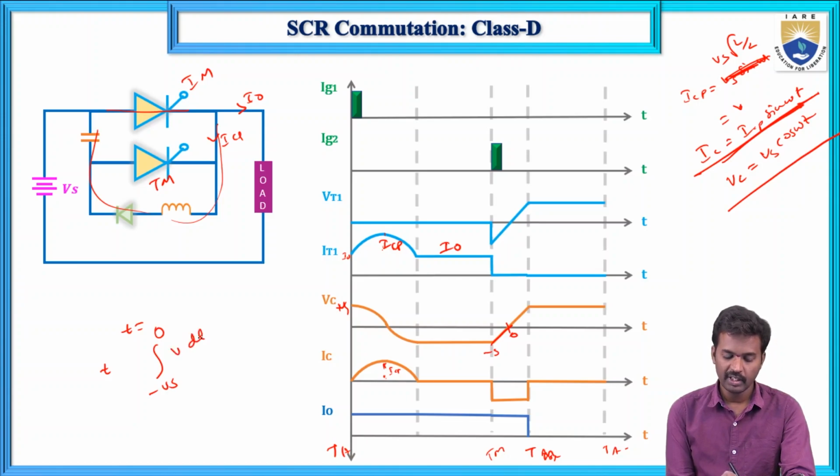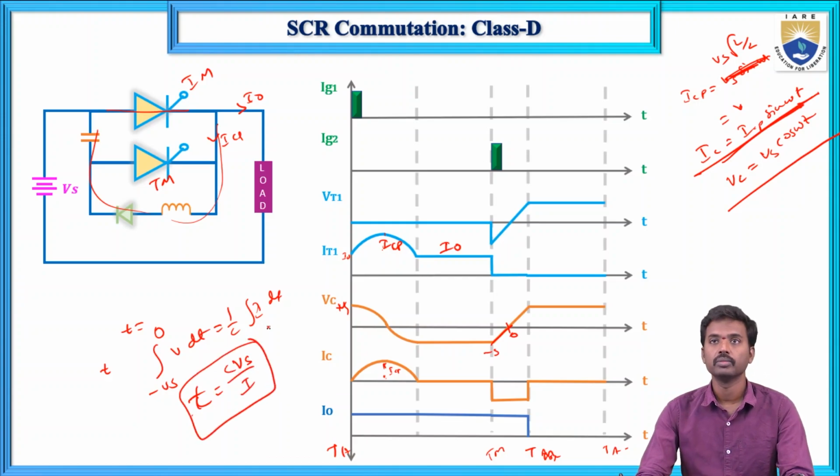V equals 1 by C integral of I dt. If you simplify this, t equals Vs times C by I. So this is the circuit turn-off time.